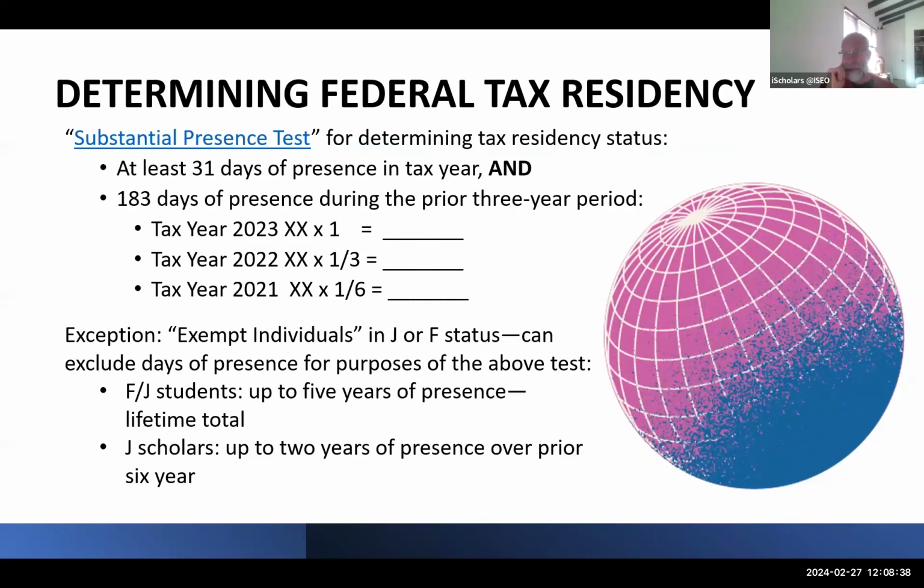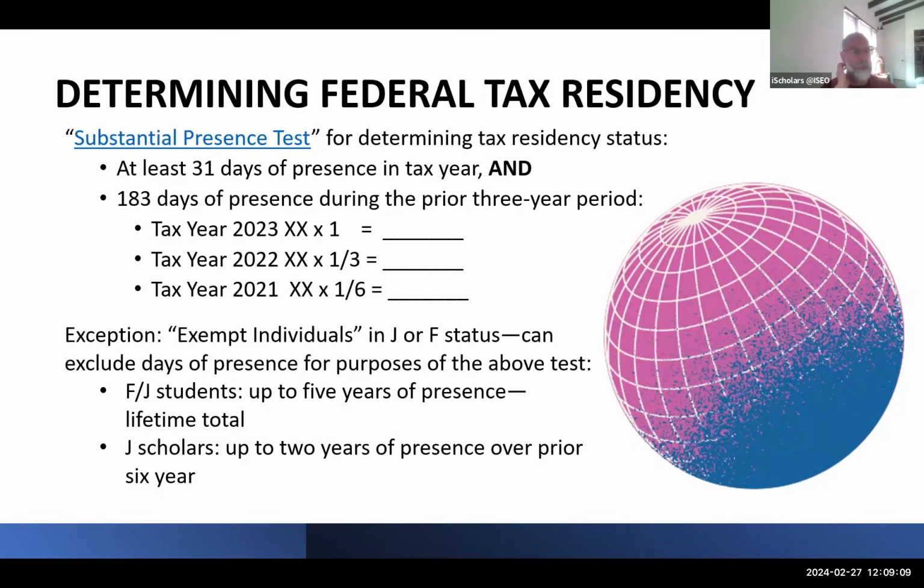One additional factor to know about the exclusion for F and J students is that it's a lifetime total. In other words, if you were here in an earlier program, say you did a bachelor's degree, and then you left, went back home, and then you're coming back for a PhD degree later, those earlier years that you were here as a bachelor's degree count towards those 5 years.